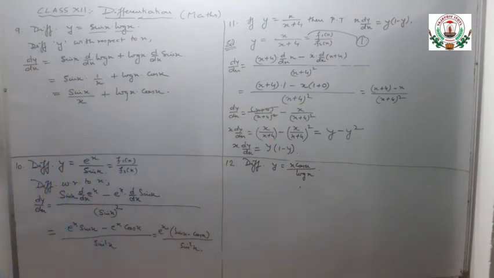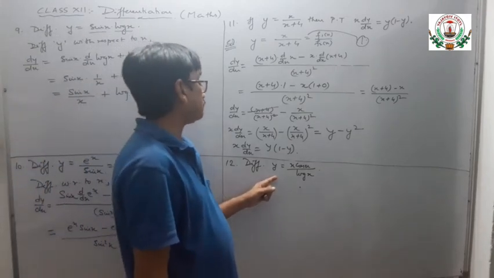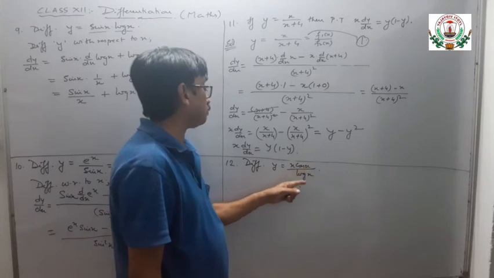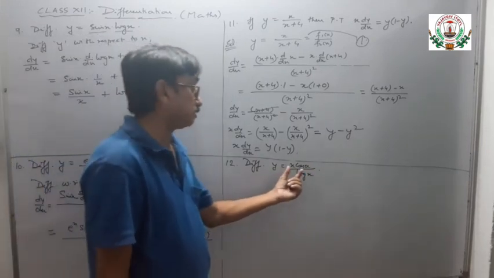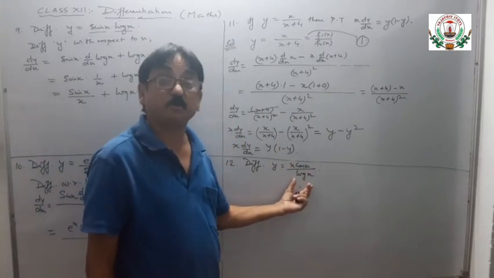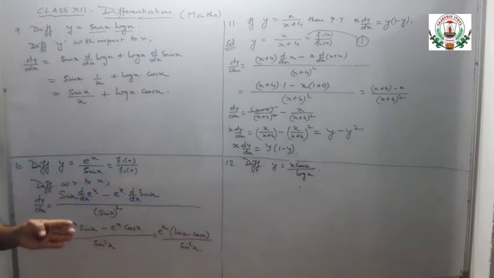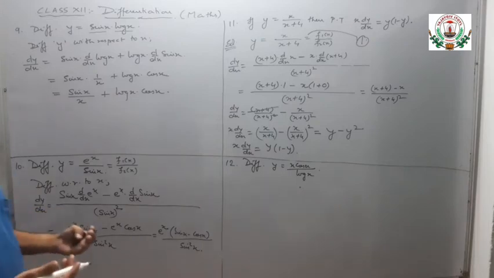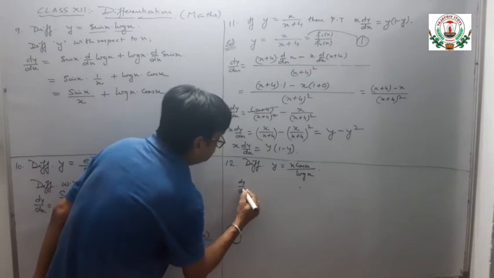That is our proof. Now next comes differentiation of the function y equals x cos x upon log x. What is the difference here? Here the numerator is the product of two functions, and the denominator is also given. So here we will apply the quotient rule of differentiation as well as the product rule. Let us see dy by dx.